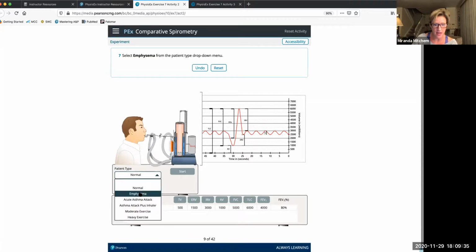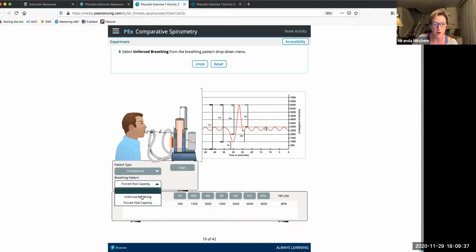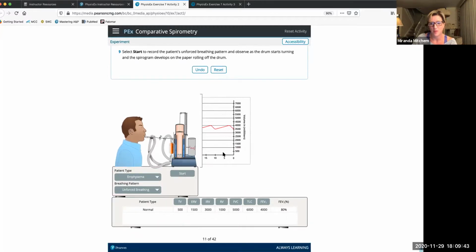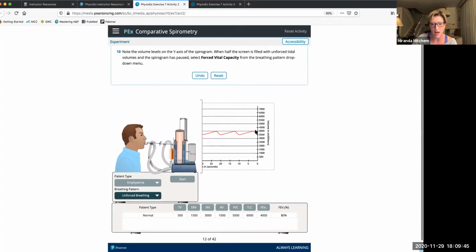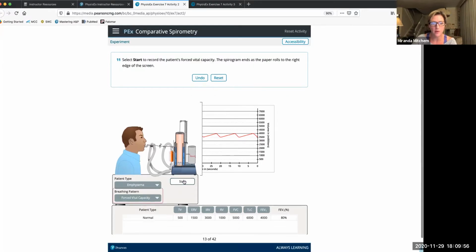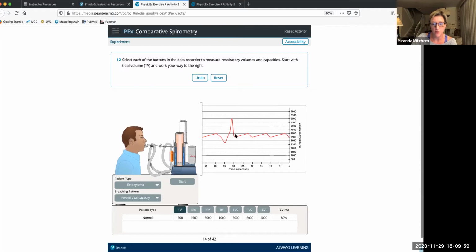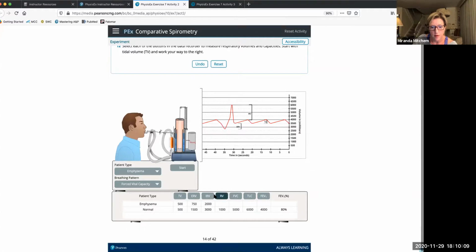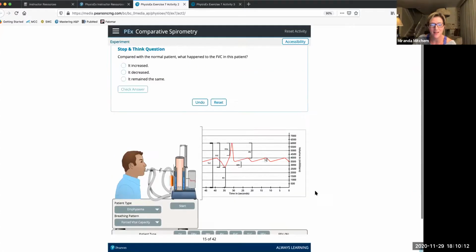So now we're going to select emphysema. We're going to go back to our normal unforced breathing, and we're going to hit start. Oh, look at the difference in the slope. Wow, the tidal volume looks drastically different than what we saw with the normal breathing. We're going to now switch the parameters for the breathing pattern and finish out our spirogram. So we've got our inspiratory reserve, and then we're blowing out and then going back to tidal volume. I'm now filling in all the data just by clicking on it.